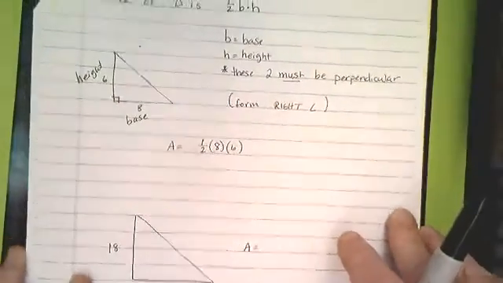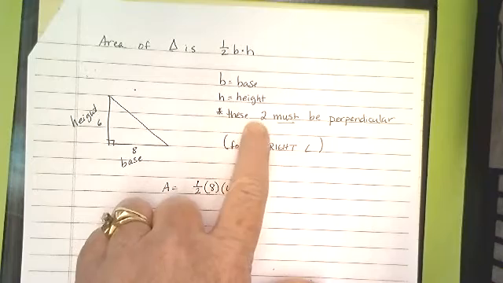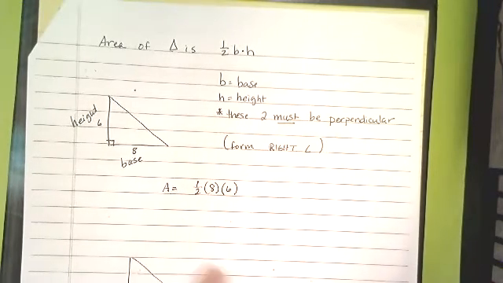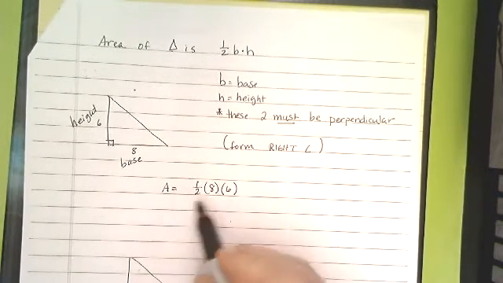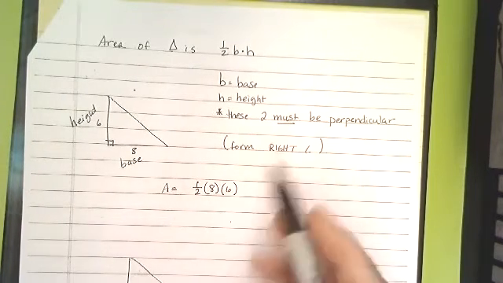Area of a triangle. It's 1/2 the base times the height. A little asterisk here: these two must be perpendicular, which means they're going to form a right angle. So let's do just a practice problem here. If we have a height of 6 and a base of 8, what are we going to do to find our area? We're going to multiply 1/2 times 8 times 6.